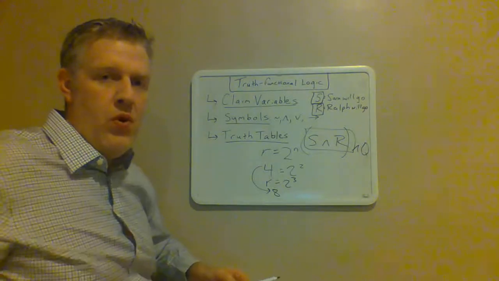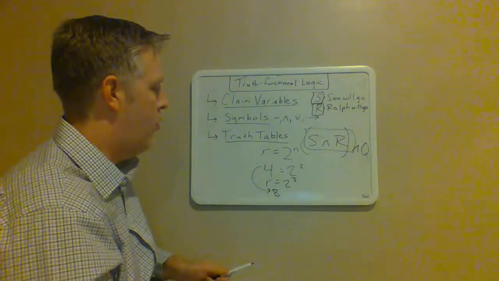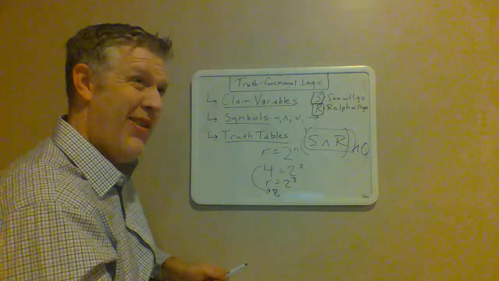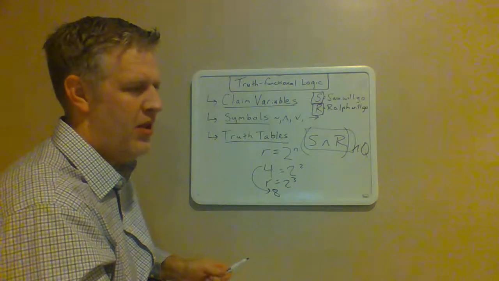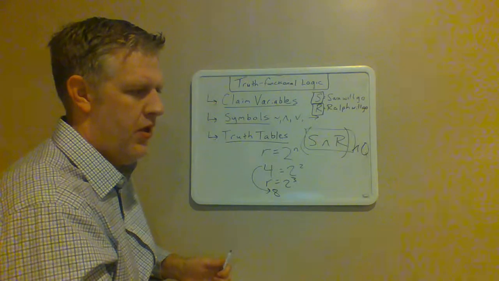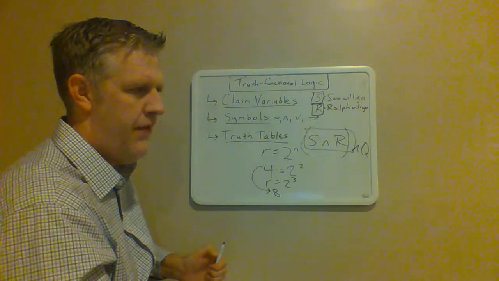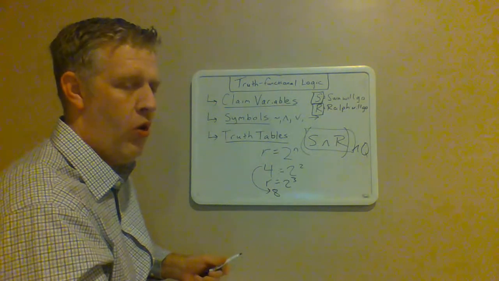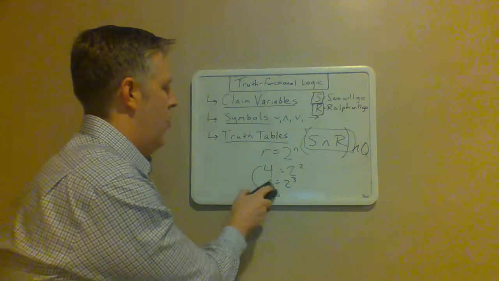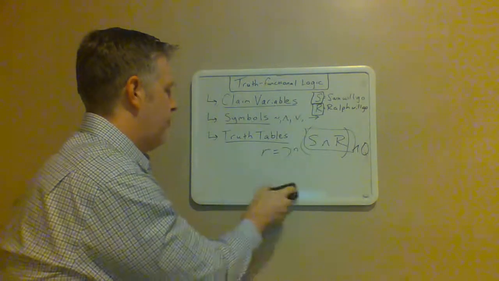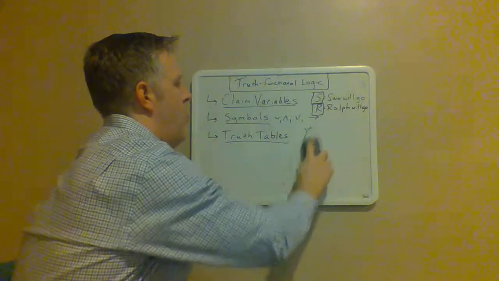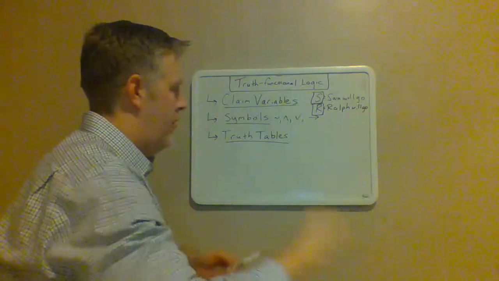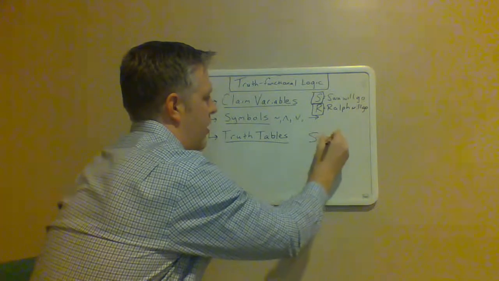Fortunately, we won't really be dabbling with anything more than 3 basic claim variables. I can't remember if there's any on the homework that deal with 4. You definitely don't have to worry about 4 or more on the quiz. So we'll try to keep it relatively simple. But that is how you determine how many rows are going to be involved in your truth table. Okay, so let's go back to what we had here.